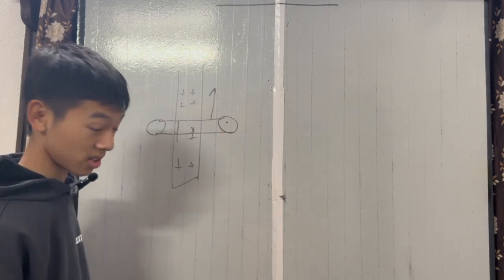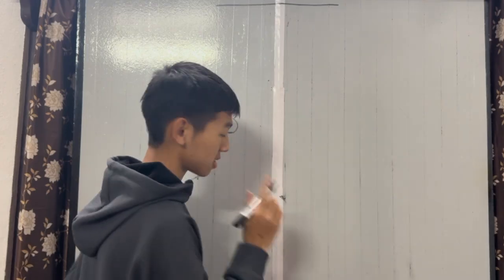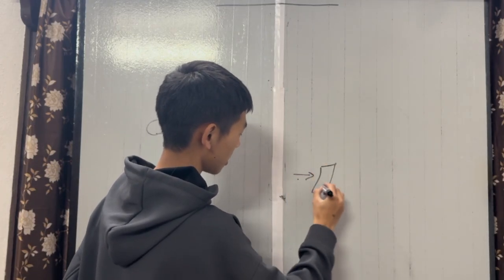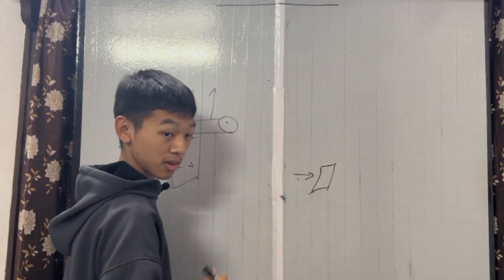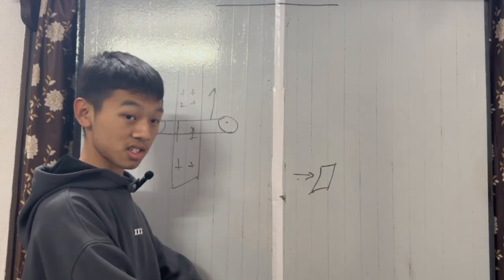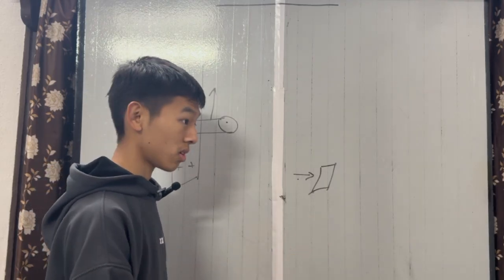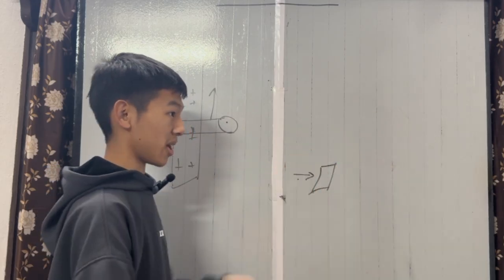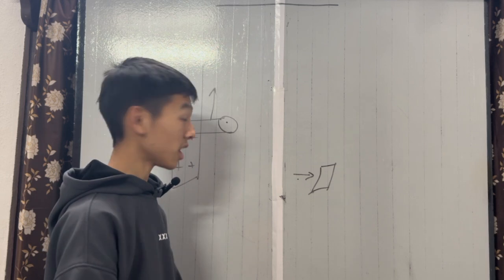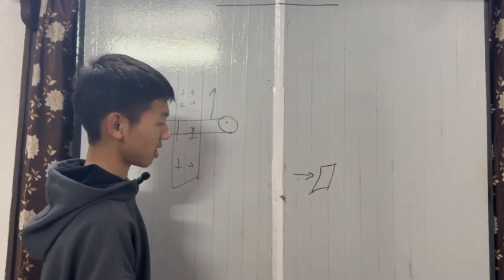Flux depends on the electric field passing through the surface and the vector area, which is straight, at 90 degrees perpendicular to the surface.